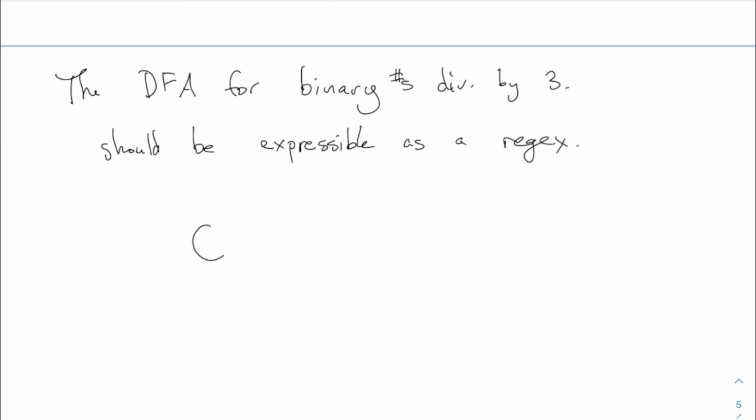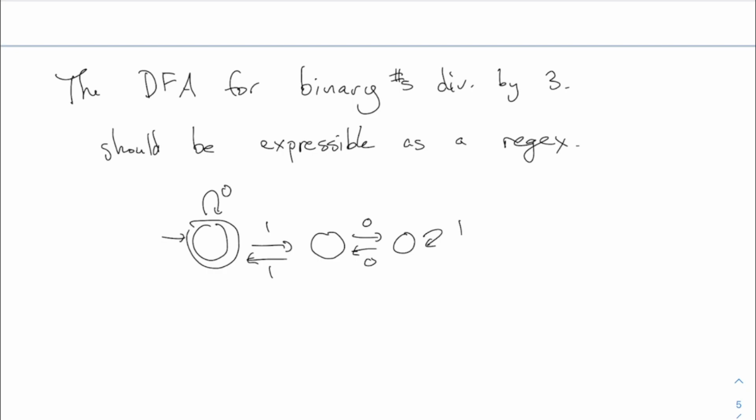Can we do it? I don't know if you remember this DFA, but this is what it looks like. It had the first state like this. I don't have this memorized, I have it written down. That was the DFA for binary numbers and divisibility by 3. So how can I express that as a regular expression?